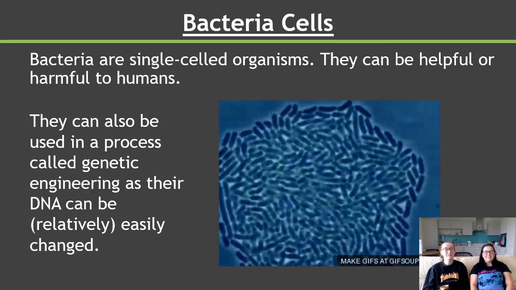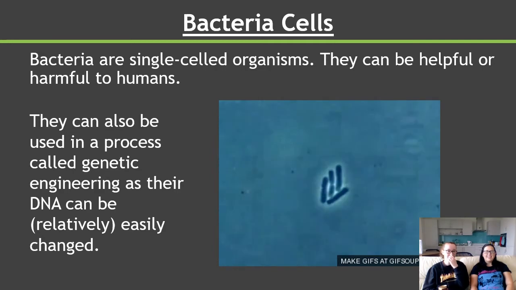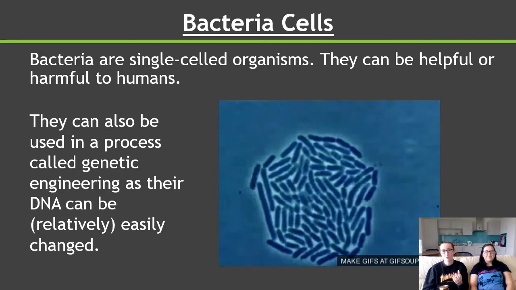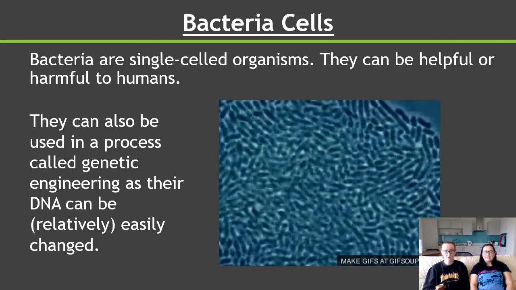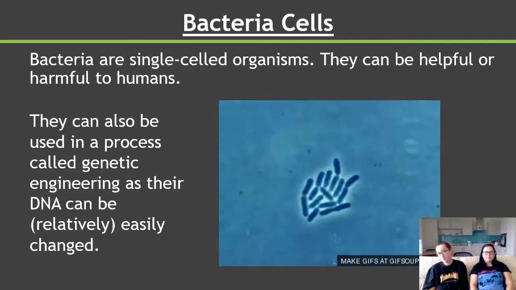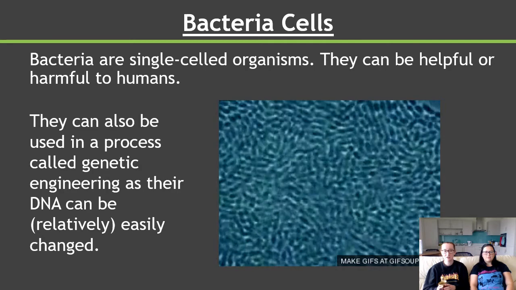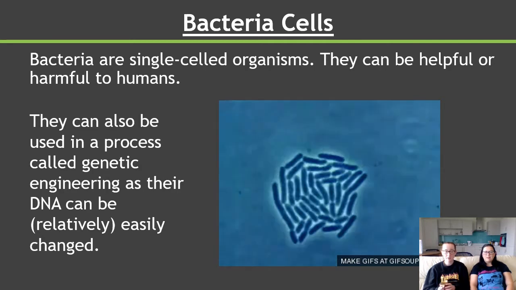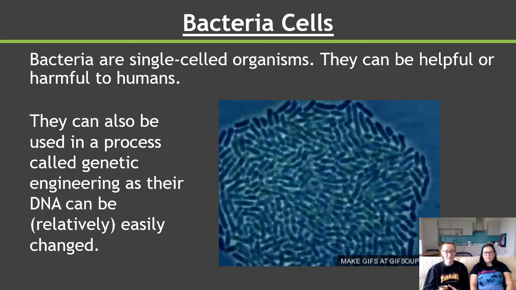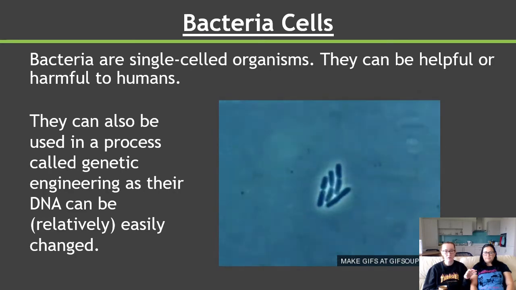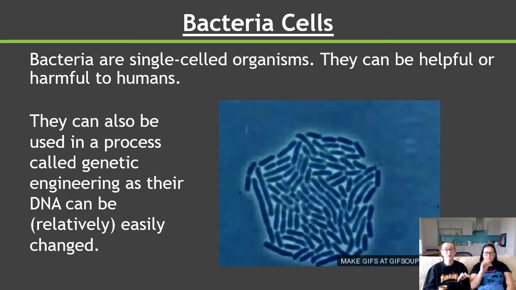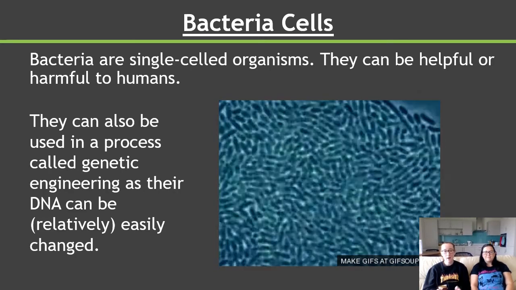Okay, bacteria cells. These are single-celled organisms, so they're only one cell big. So they are unicellular, and they can be really, really helpful to humans. They can also be really harmful to humans, which is something you might already know. They can be used in a process called genetic engineering, which is something that you're going to look at as one of the topics in this Key area 5.